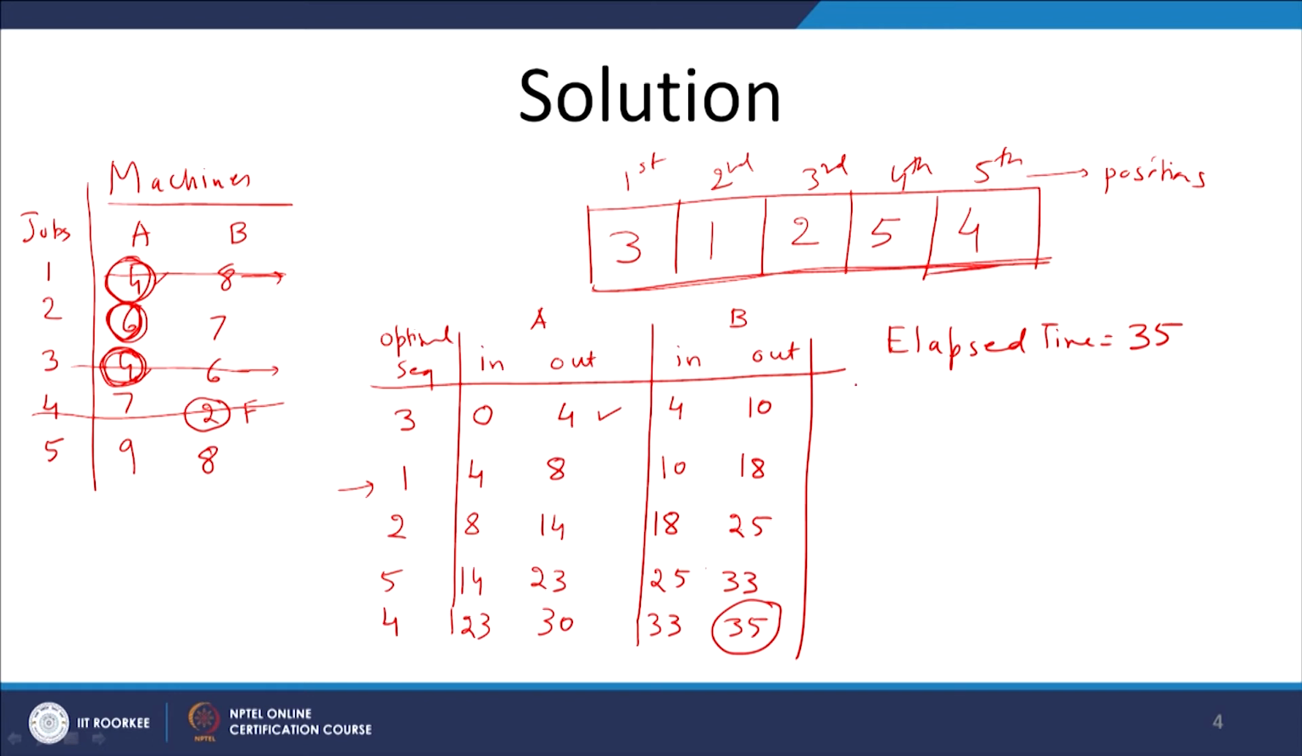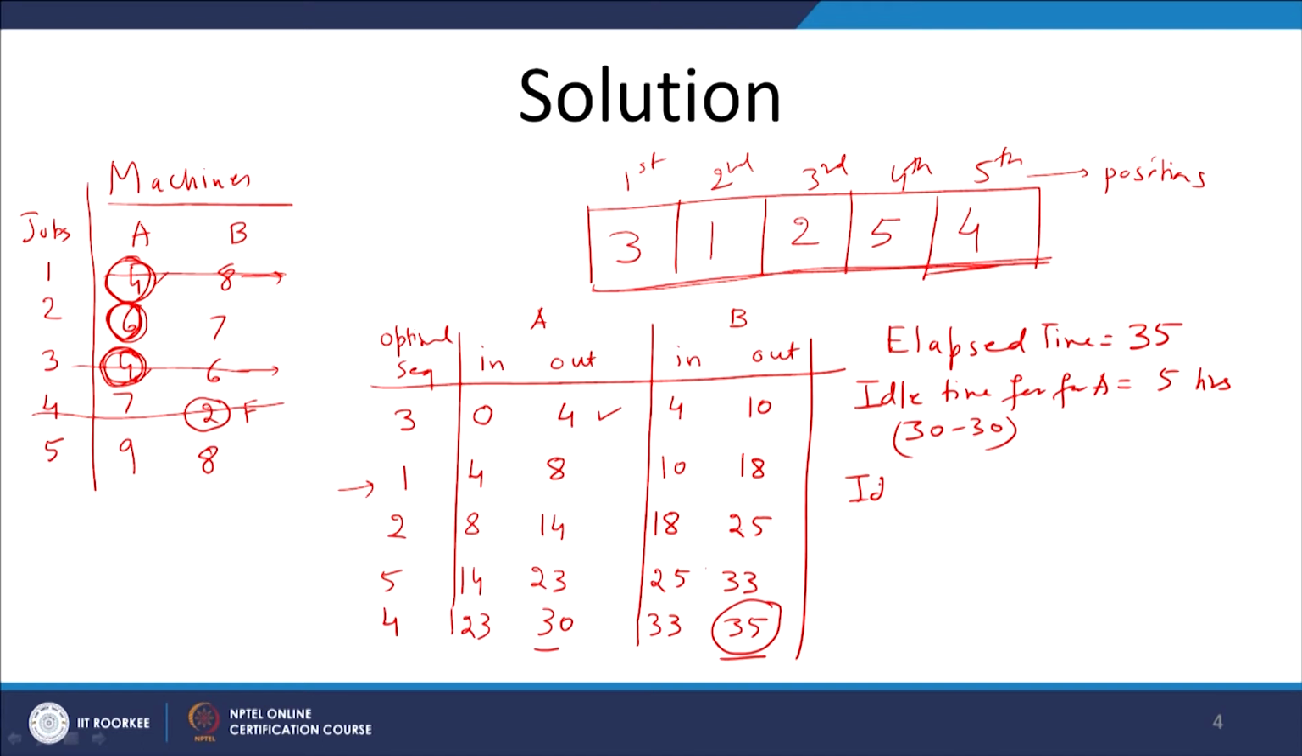Then we have to find out the idle time for machine A. This is equal to 5 hours. How did I get this 5 hours? Because from 30 to 35 hours, the machine A is idle.